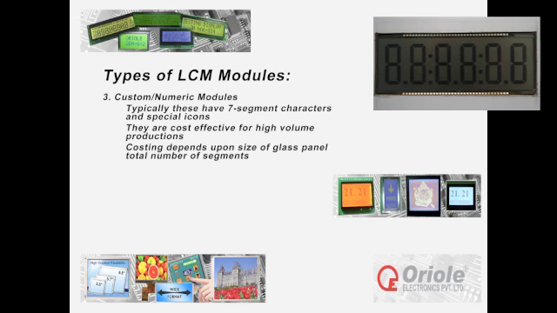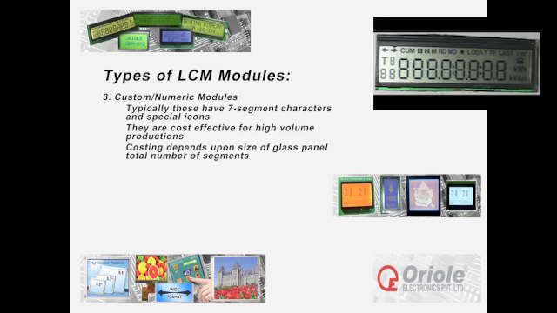Now, customized displays have to be used only when there is a scale in production. So if you're looking at 100, 200 numbers, this display will not make sense. It will be very expensive and not feasible to make. So you need a minimum of 2K to make it worthwhile to go in for a customized display.